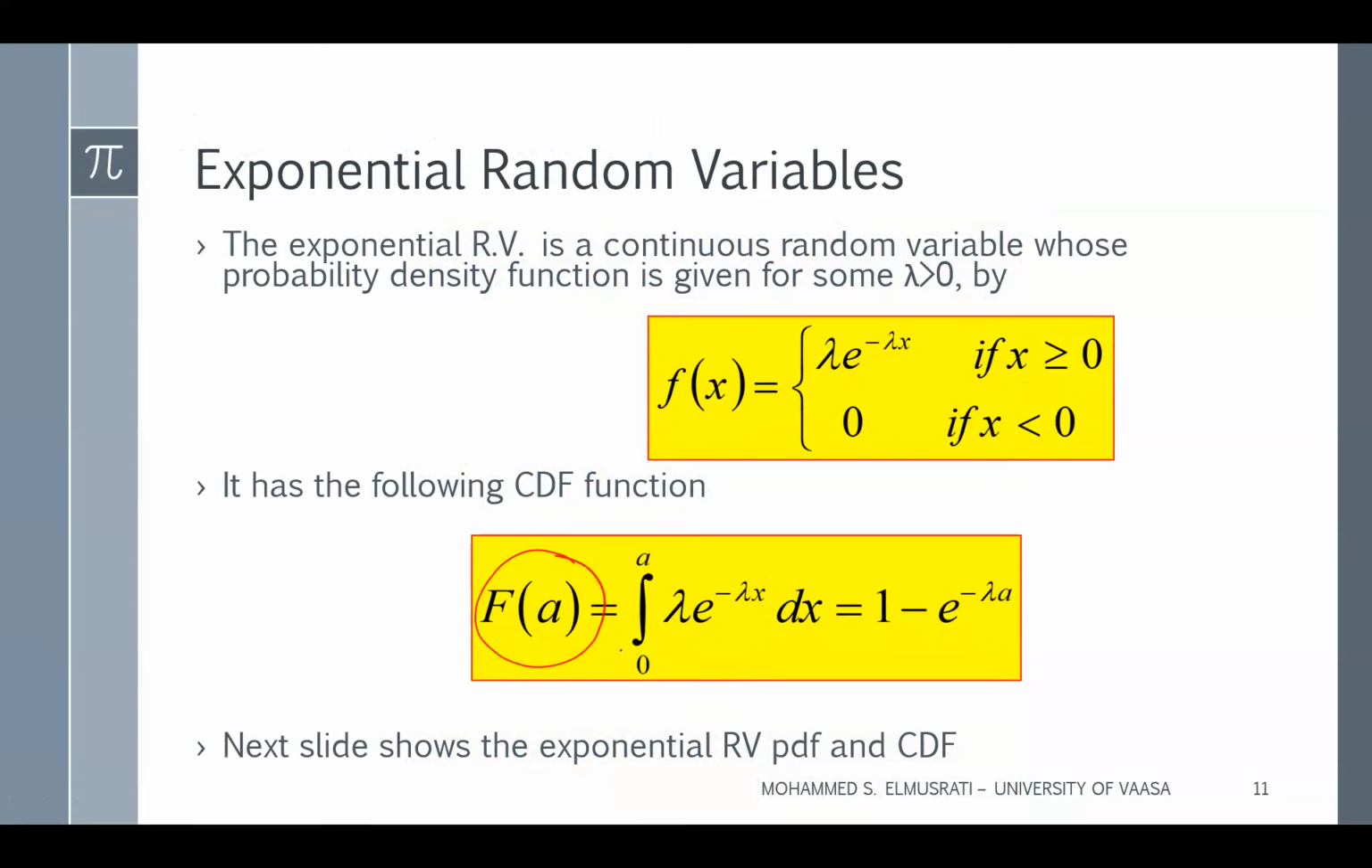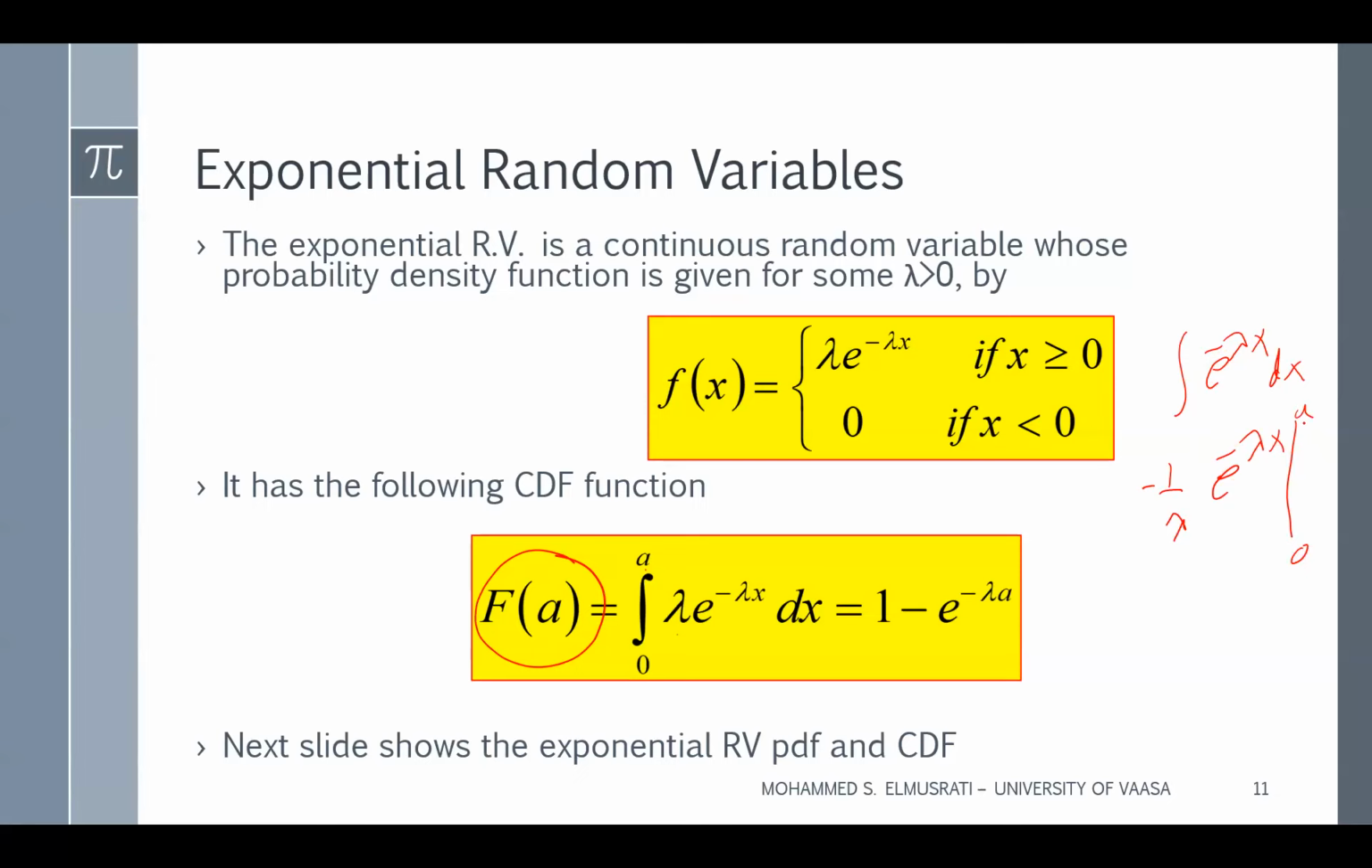For the CDF, we take the integration from 0 up to a of lambda e to the minus lambda x. We know that the integration of e to the minus lambda x dx is equal to, you divide by minus lambda, so it will be minus 1 over lambda, e to the minus lambda x. And then we take the integration from 0 up to a.